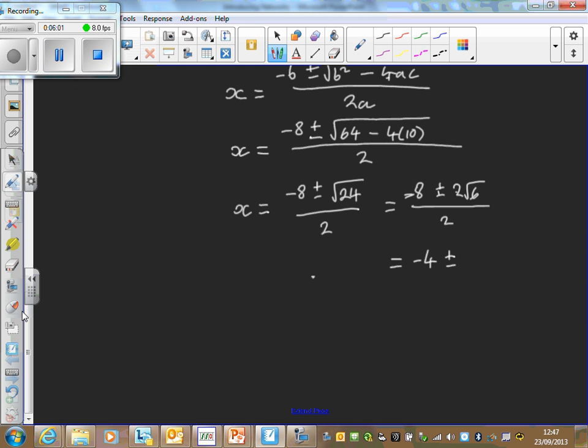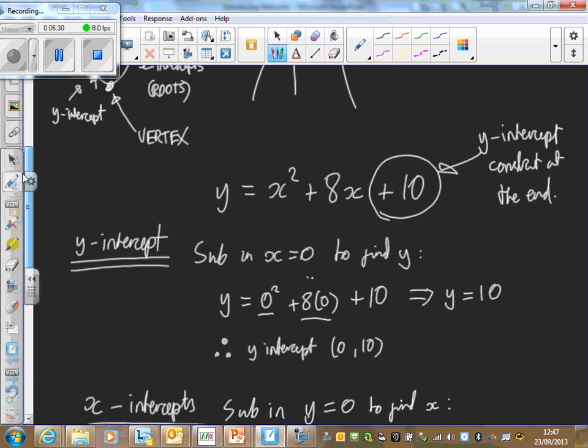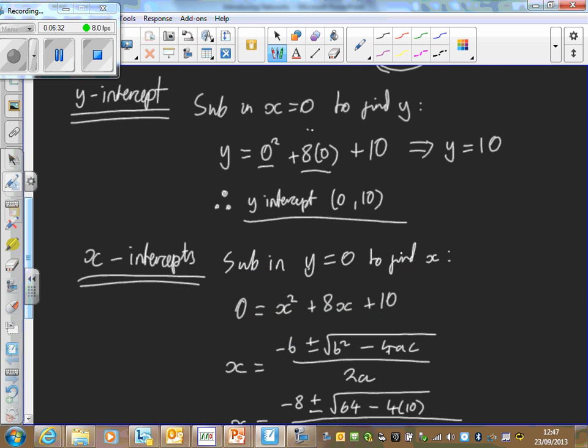That means that we have minus 8 divided by 2 is minus 4, plus or minus 2 root 6 divided by 2 is just root 6. So our x-intercepts are at the coordinates (minus 4 plus root 6, 0) and (minus 4 minus root 6, 0). Okay?